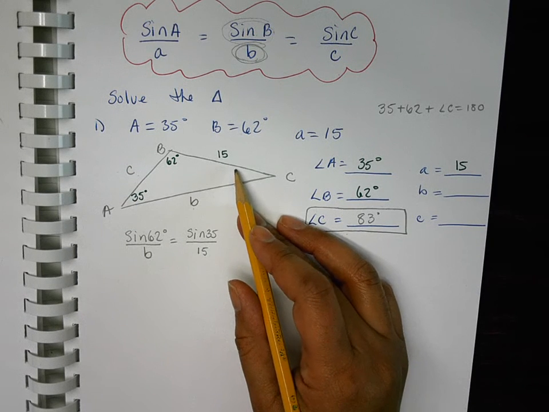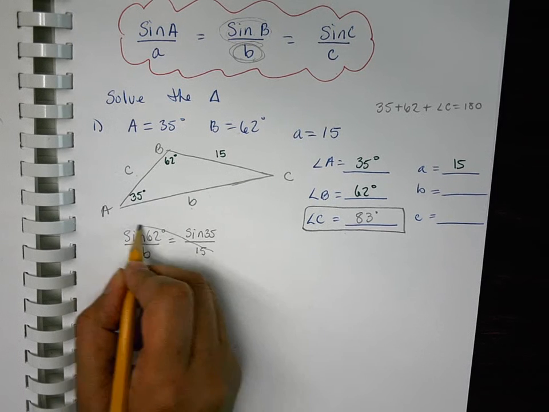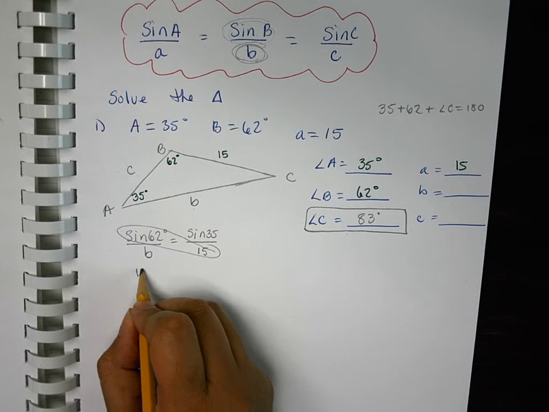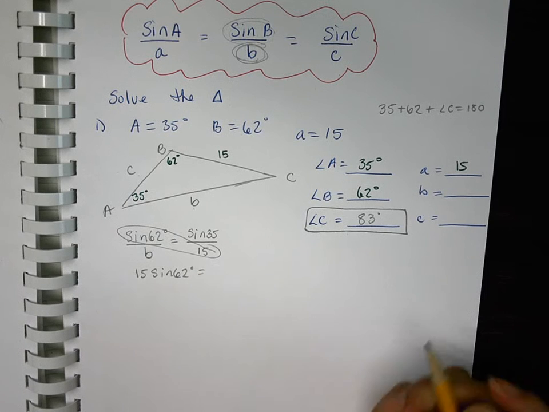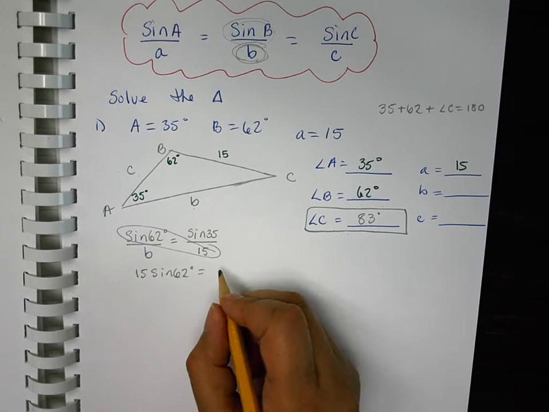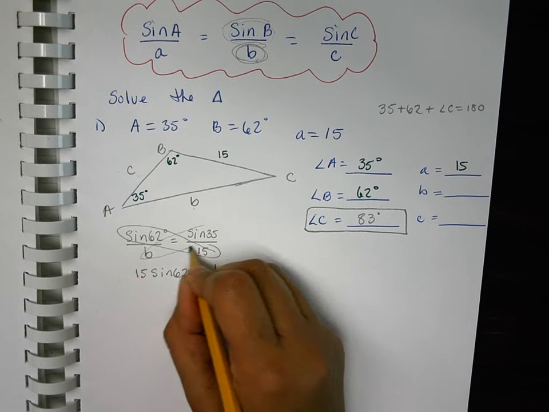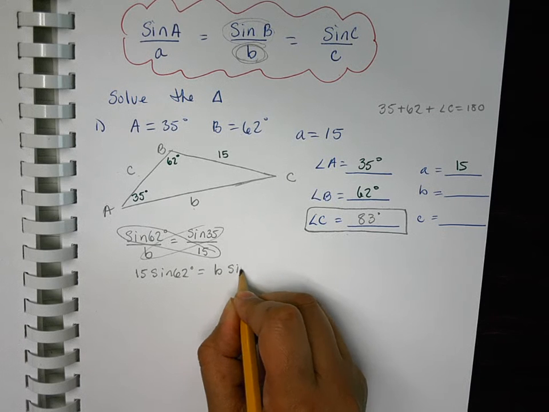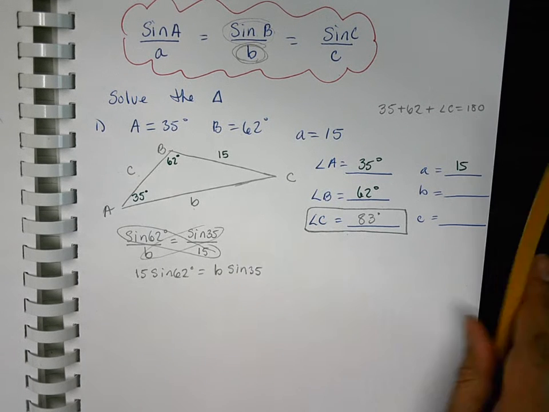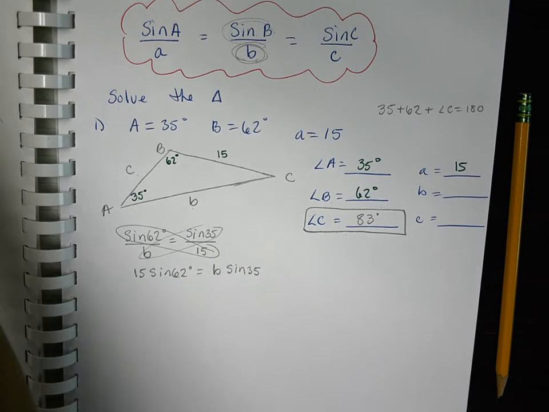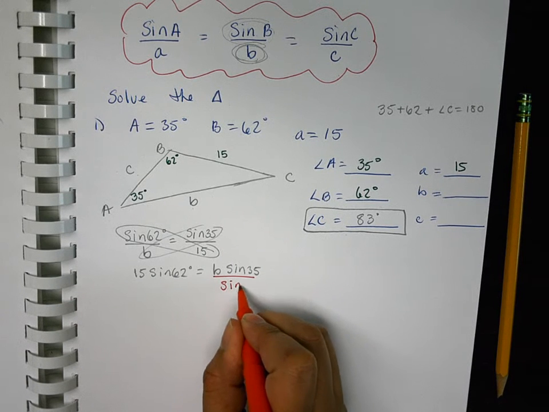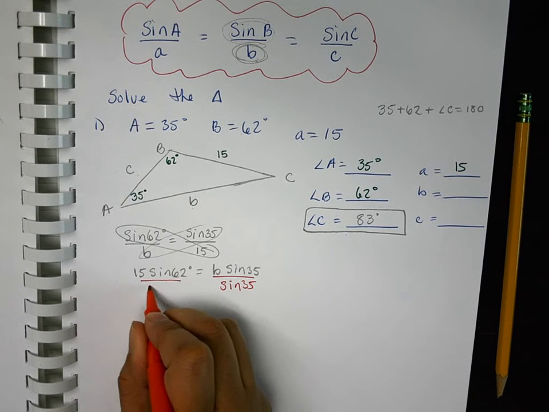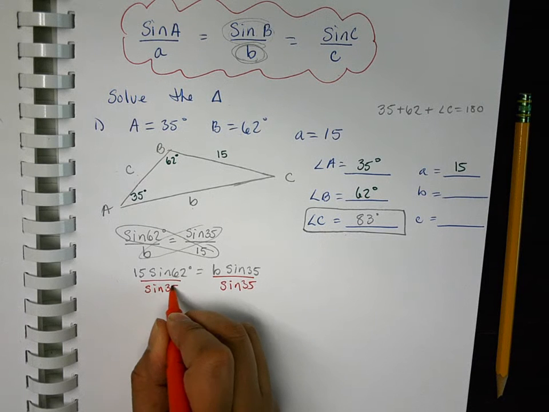All right, and we're just going to cross multiply. What do we have here? 15 times sine of 62 degrees equals B times what? Sine of 35. Before we plug in our calculator, what do we divide both sides by? Sine of 35. Is this something you can plug in your calculator all in one shot?